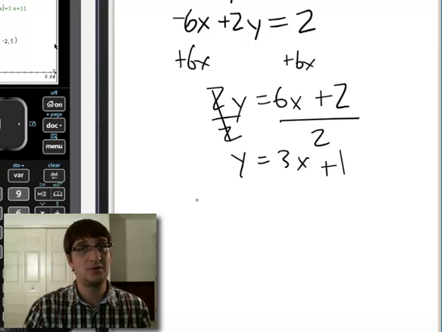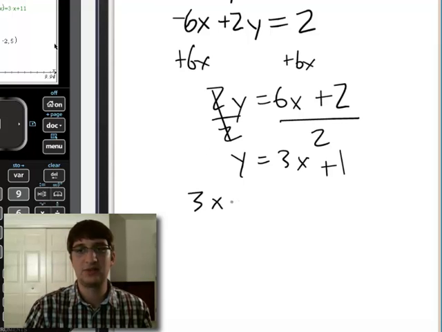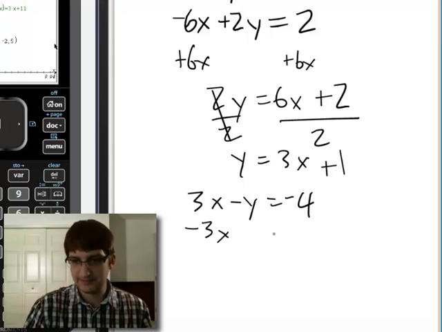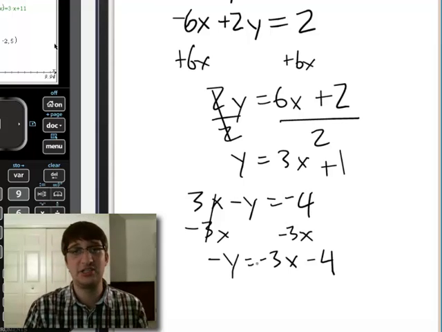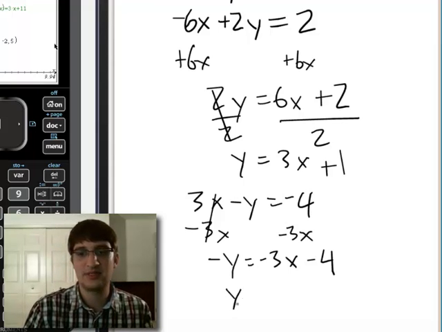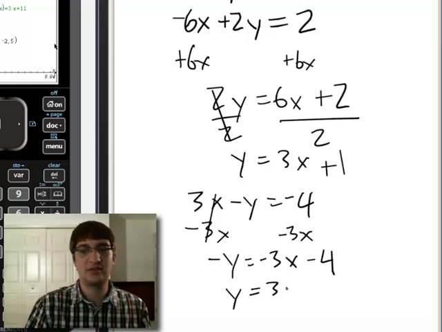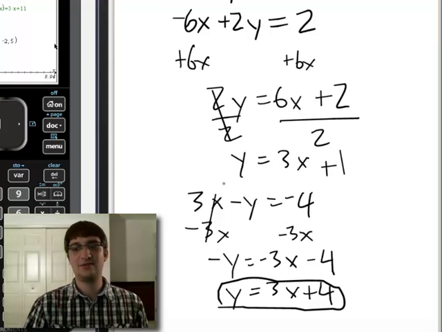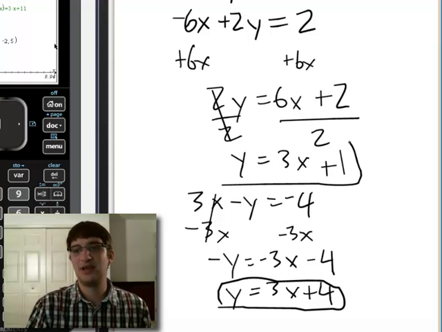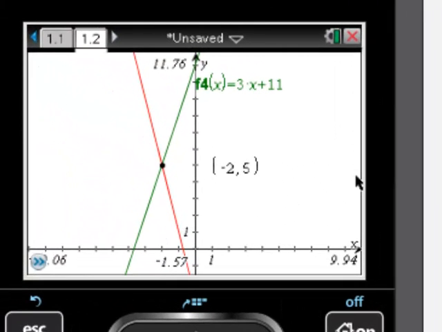Let's do the second one real quick and solve for y. Let me rewrite that: 3x minus y equals negative 4. I'm going to subtract 3x from both sides. The 3x's cancel. I get negative y equals negative 3x minus 4. If you remember from last time, when I divide each side by negative 1, it's pretty much just changing the signs. So skipping ahead, I'm going to end up getting 3x plus 4. If you don't believe me, you can go ahead and check that yourself. So we're going to graph these two, y equals 3x plus 4 and y equals 3x plus 1, and look for the intersection between these two lines.